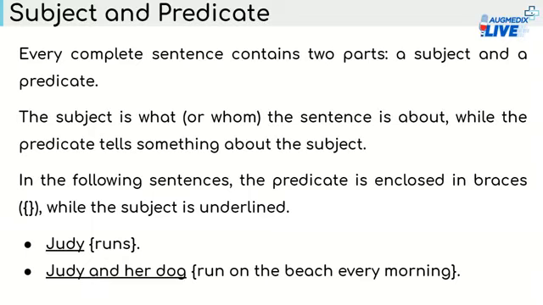And what does she do? She runs. Okay. In the second example, we have Judy and her dog. And we've got a compound subject here because we have two subjects put together with and. So Judy and her dog run on the beach every morning. The subject of this sentence is Judy and her dog, and the predicate is run on the beach every morning. This part lets us know what the subjects do. So what do they do? They run on the beach every morning. Okay? All right.